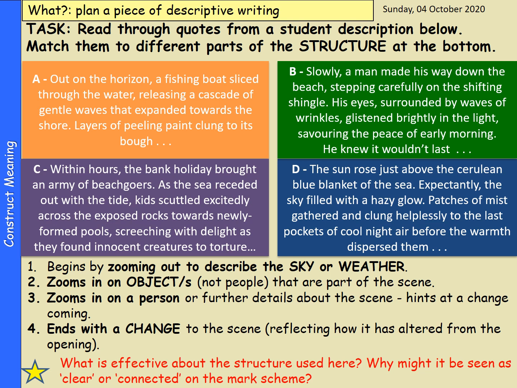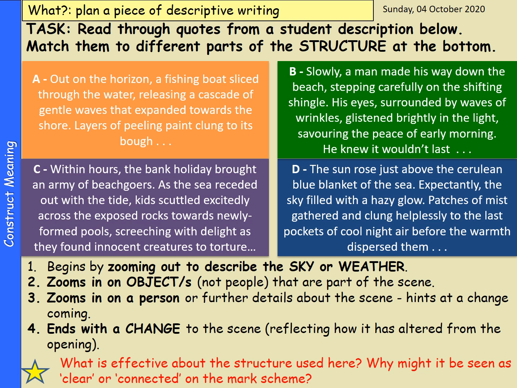Number 2, zooms in on an object or objects, not people, that are part of the scene. So up here, that would be A. So they have zoomed in on a fishing boat, which may be in their picture. If it's a picture of the sea, they might have just put it there with their imagination. So they describe that boat. You can see they're starting to go into quite a bit of detail, the way it slices through the water. Then they can start zooming in on the paint on the bow of the boat. So they've just tried to go from the sky to an object.